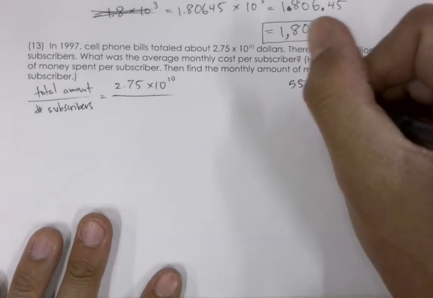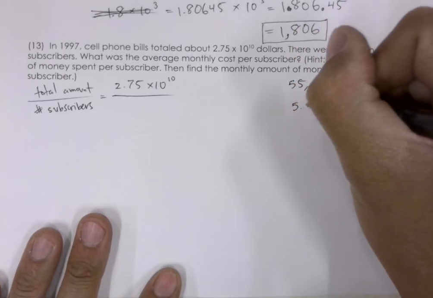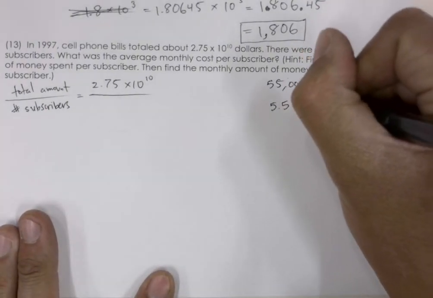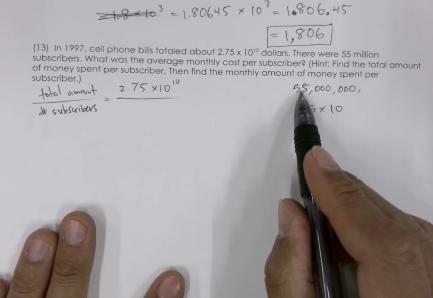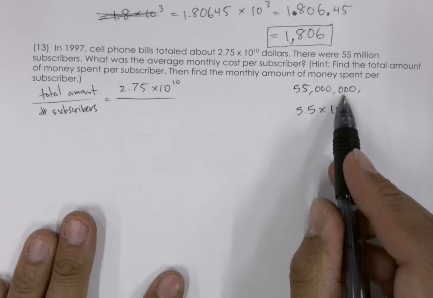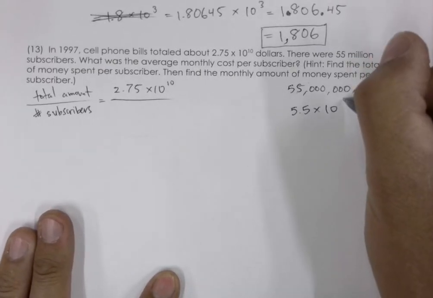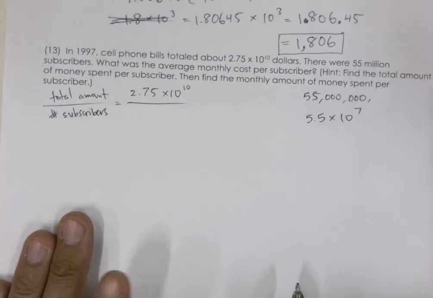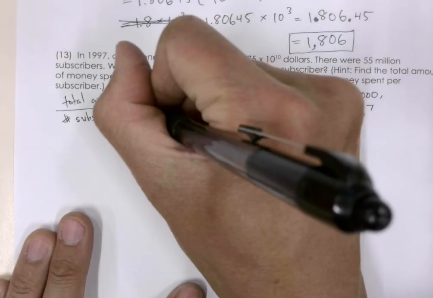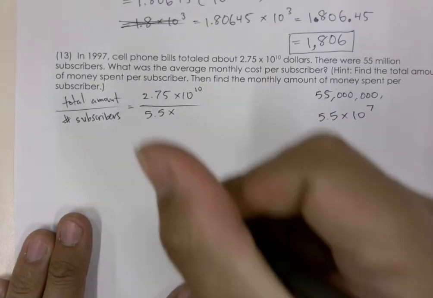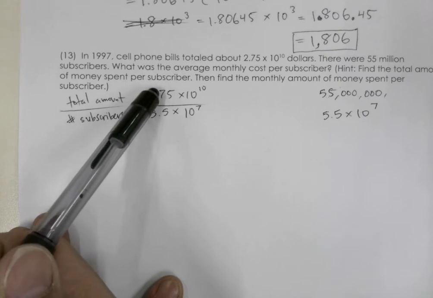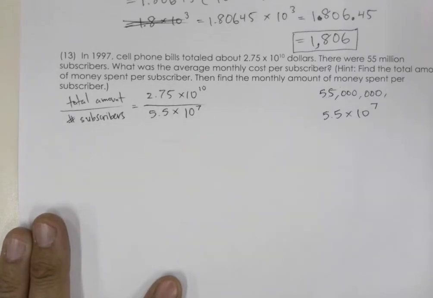To write that in scientific notation, our prefix would be 5.5, and I would multiply that by 10 to a power. We're going to move the decimal place to the right: 1, 2, 3, 4, 5, 6, 7. Since we moved to the right, our power is going to be positive 7. If we moved to the left, it'd be negative 7. So we're going to put 5.5 times 10 to the 7th power. That's the total number of subscribers.